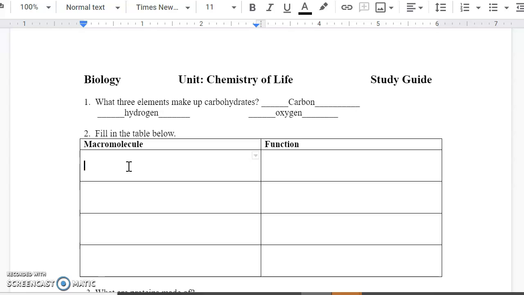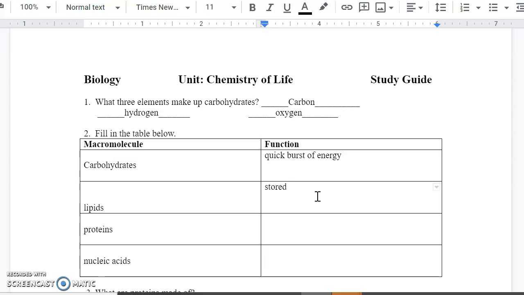Macromolecules. We've talked about 4 macromolecules. Those are carbohydrates, lipids, proteins, and nucleic acids. The main function of carbohydrates, if you remember, that's our sugars and starches, is that quick burst of energy. Think about carb loading before an athletic event. Quick burst of energy.